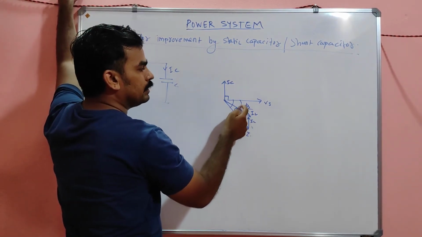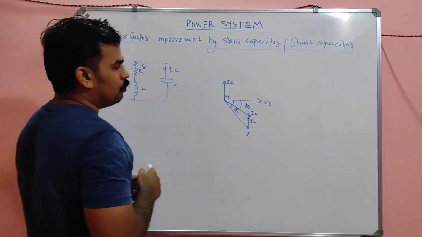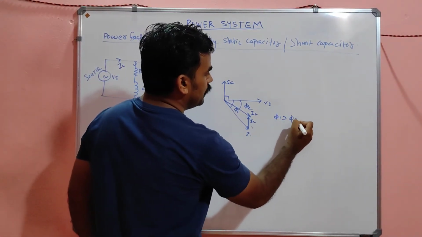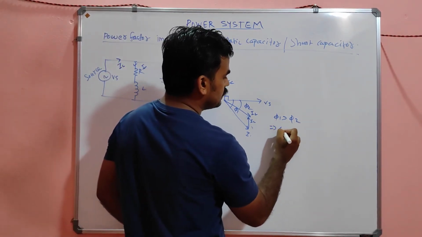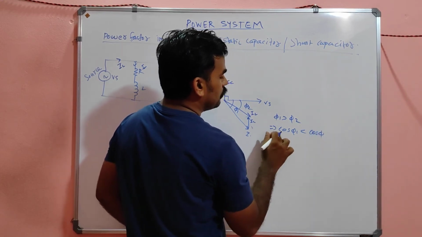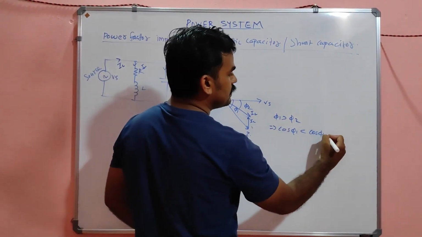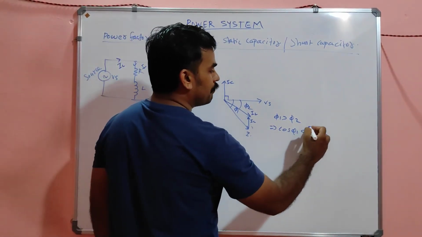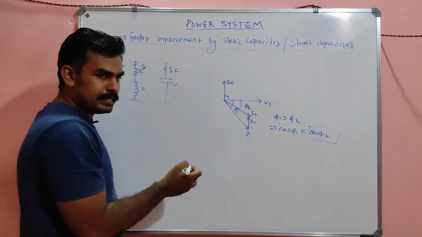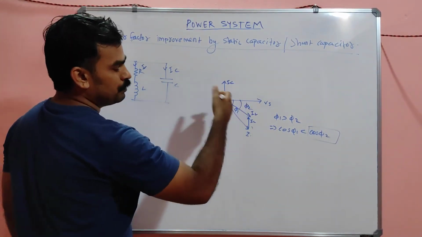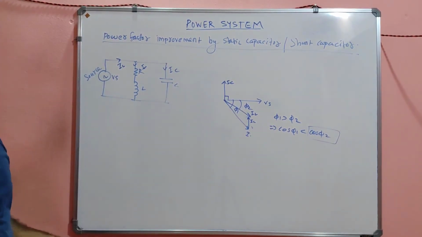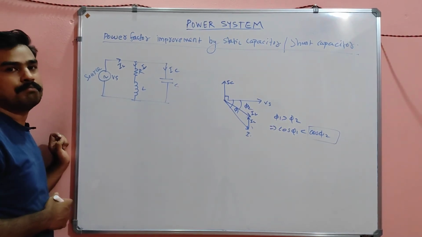So what will the power factor be now? Phi 2. So what happened? Initially the phase angle was this much, phi 1 greater than phi 2, which implies cos phi 1 is less than cos phi 2. So now which power factor is better? Cos phi 2 is better because the power factor improved. So by adding a capacitor in parallel with the load, you obtain a smaller phase angle. Less phase angle means improved power factor.